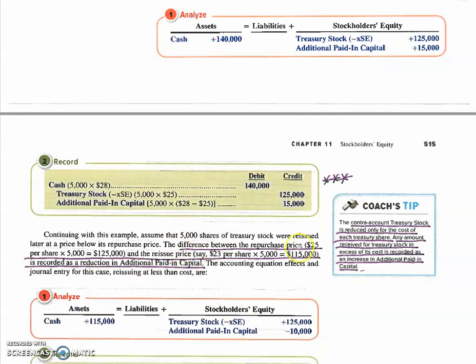All right, and in this coach's tip, they remind you that treasury stock is a contra account, contra to the common stock and additional paid-in capital accounts, and it's a contra owner's equity account carrying a debit balance.